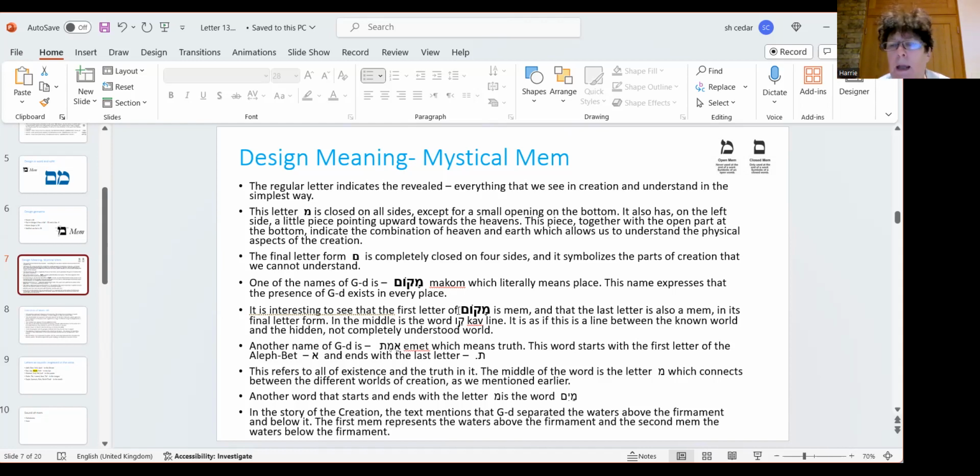names of God, the Yud He Vav He, all of that, this whole mystery. As one rabbi says, if I knew God, I would be God. So there's always this mystery that we just don't know.